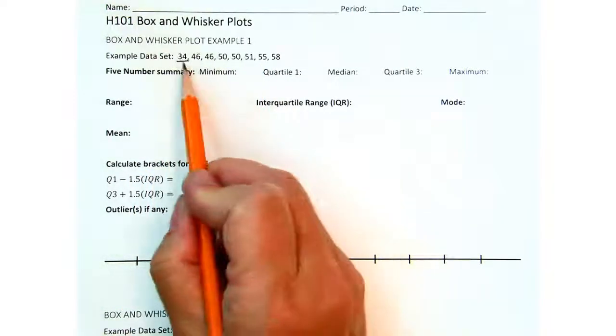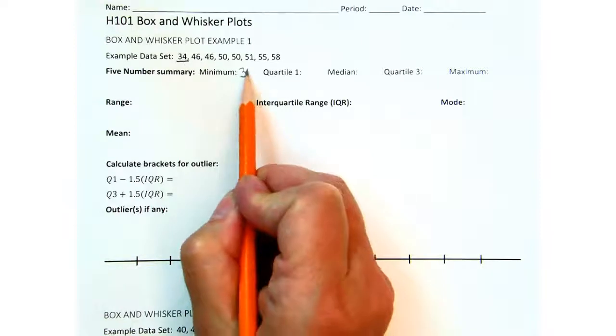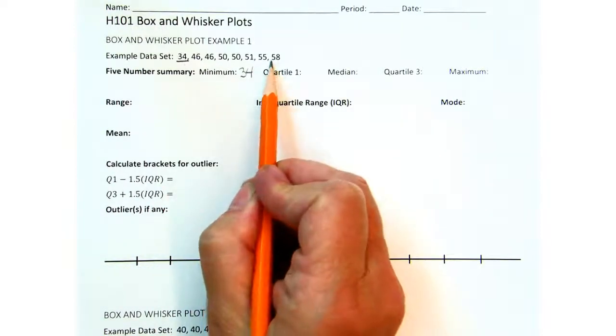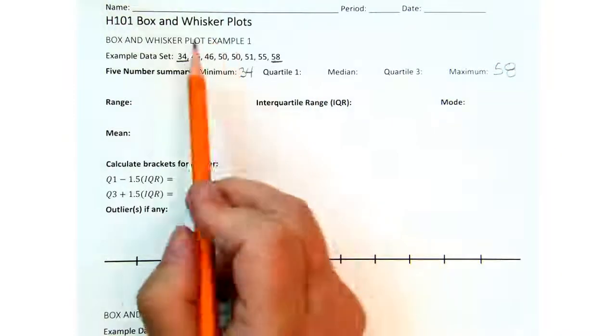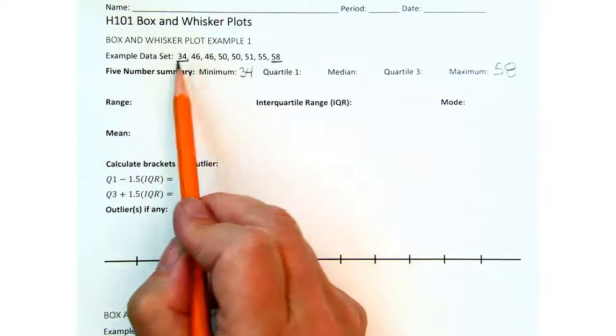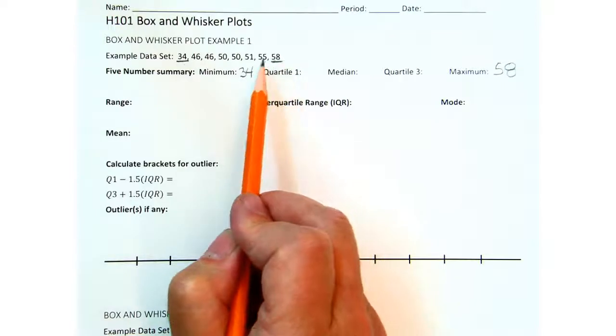The smallest number is called the minimum, in this case 34. The largest number is called the maximum, in this case 58. Now we need to find the middle number. Count inwards from the outside.